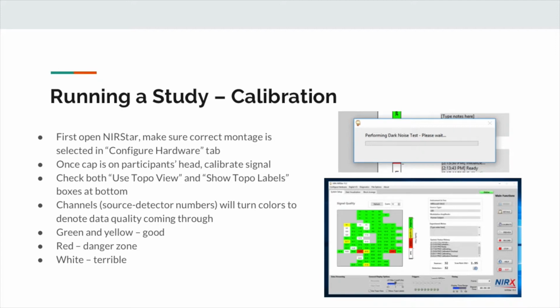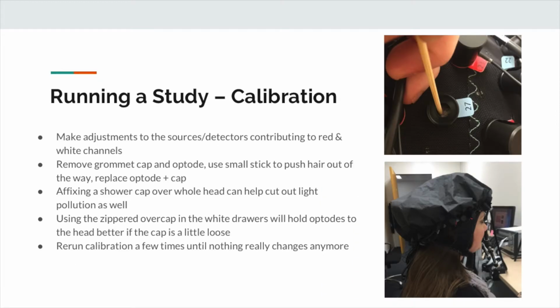When you're looking at this colorful picture, green and yellow are good. That means a good quality signal is coming through. Red is kind of a danger zone. We can sometimes recover good data from that, sometimes we can't. And then white means there's really terrible connection between a source and detector. Most of the times when you do your first calibration, you're going to see some reds and whites, and so then you have to go and make adjustments on the participants' heads to improve the signal quality there.